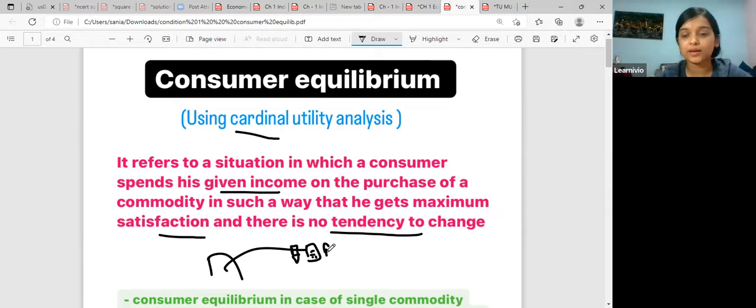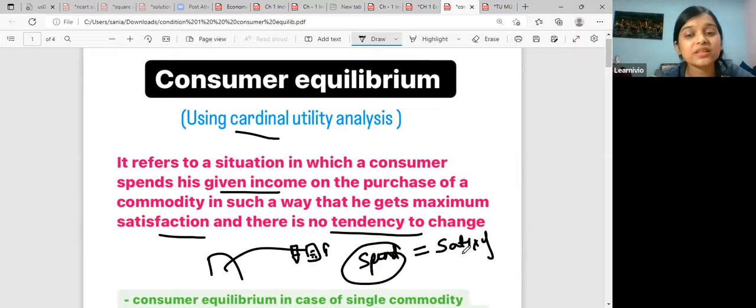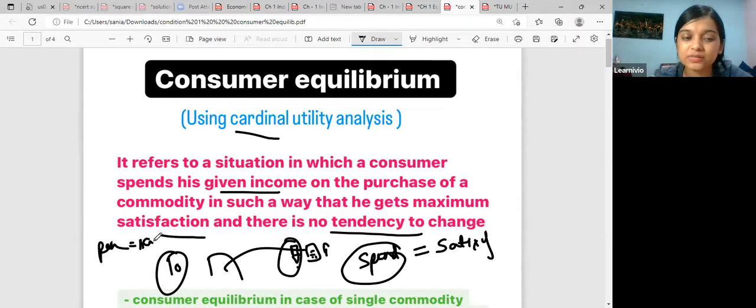So when the consumer is spending money, right, and plus when he is spending, what is he getting? Satisfaction. So he will spend his income in such a way that, for example, you have 10 rupees and you have two options. Either you can purchase pen or the chocolate. Tomorrow you have your exam. So you will purchase pen. Why? Because that will be giving you the maximum satisfaction. So you can say, ma'am, when I bought pen, that gave me maximum satisfaction. So this is my equilibrium. Clear?